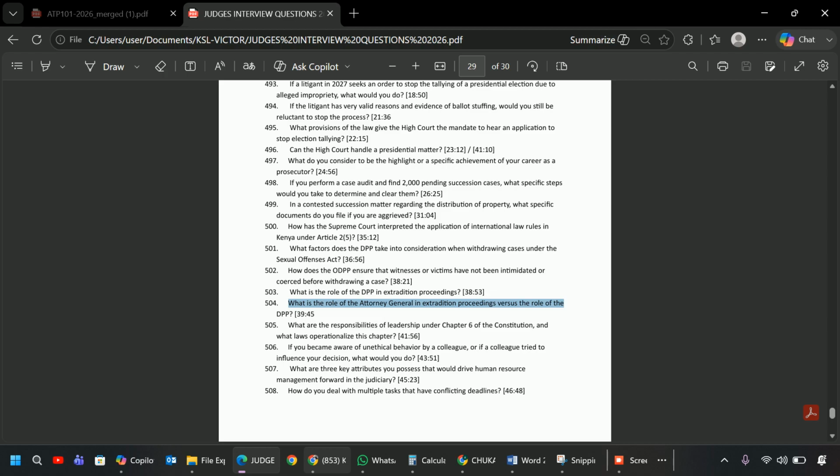So there is a Supreme Court decision on the same issue. The decision is known as the DPP versus Okemo 2022 decision. The Supreme Court, the majority, held that extradition proceedings in Kenya are criminal in nature, as evidenced by the language and structure of the Extradition (Commonwealth Countries) Act and the constitutional framework post-2010. The DPP and not the AG is constitutionally mandated to initiate and conduct criminal proceedings, including extradition, by virtue of Article 157. The AG's role is limited to receiving and transmitting requests as part of the executive's international relations function.